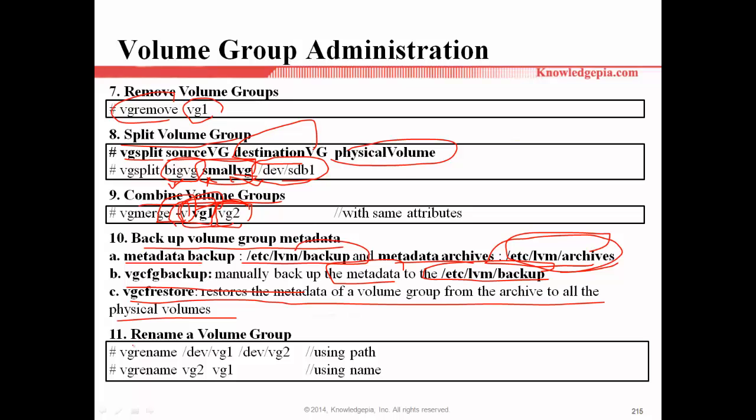And if we want to rename the volume group, then we can use vgrename. So VG1 will change to VG2, and with vgrename also VG2 will change to VG1, the name.